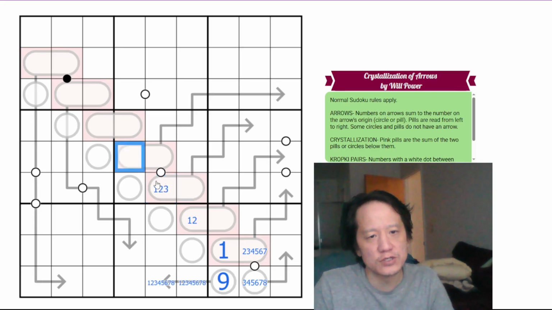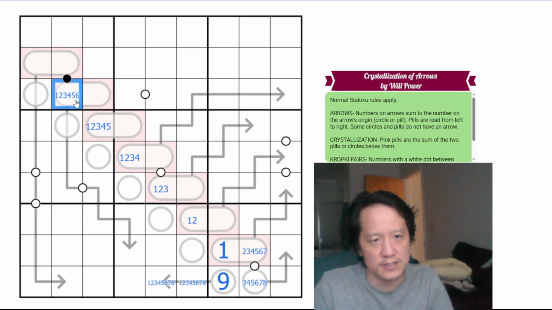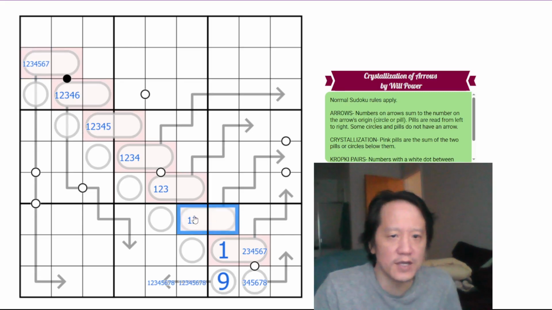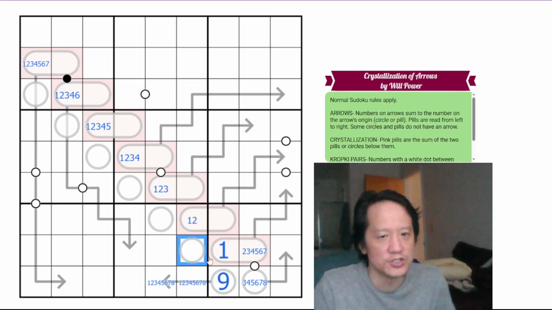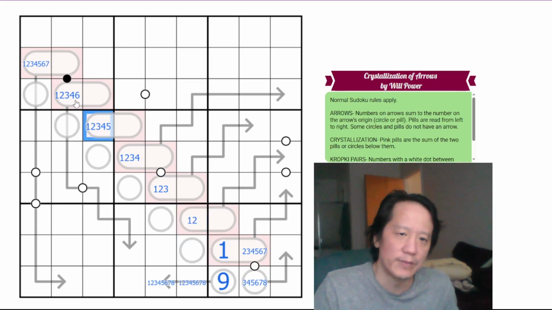Another single digit. This could be 1, 2, 3, 4. 1, 2, 3, 4, 5. 1, 2, 3, 4, 5, 6. Can't be a 5 though. And this is 1, 2, 3, 4, 5, 6, or 7. Right? Because you can only add 9 at most to any digit. So that means this can only go up by 1 at most.